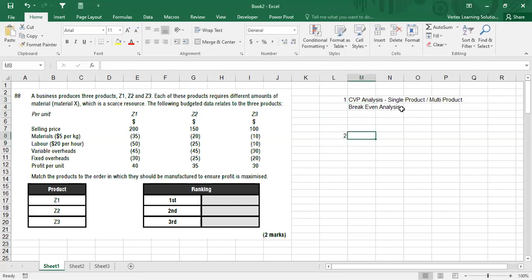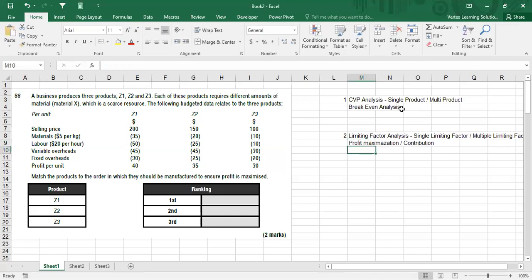So this is one area in decision making. The second area in decision making is limiting factor analysis. And again, in limiting factor, you have single limiting factor and multiple limiting factors. Okay. And here, the idea is to find out your profit maximization. Profit maximization, and I would more correctly say it, contribution maximization.